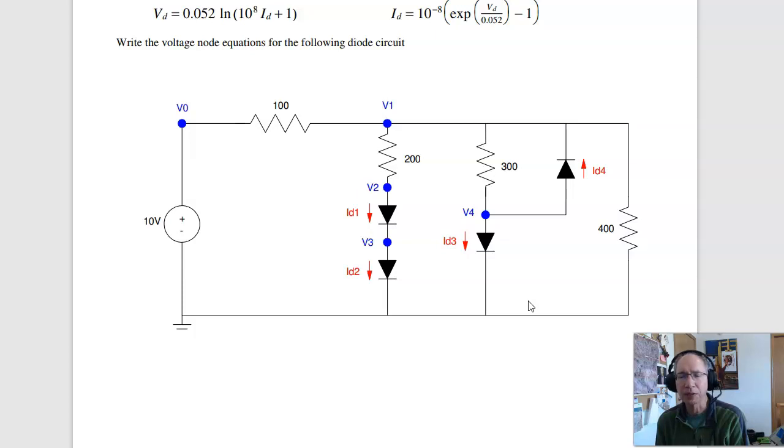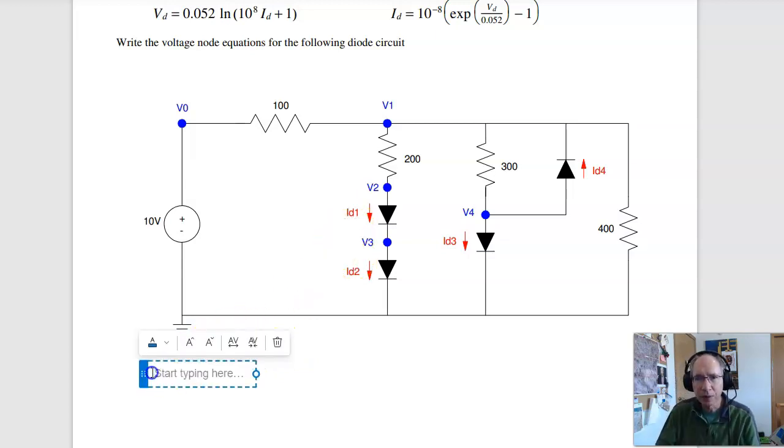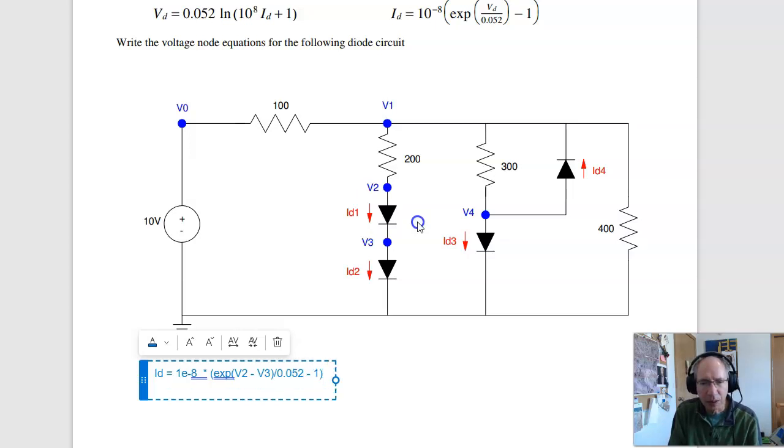Now let's start with the diodes. Give me the 4 diode equations. Starting out with the diodes, I know that for the first diode, using this equation right there, ID1 is 1e minus 8 times exp of the voltage drop across diode 1, which is V2 minus V3, anode to cathode, V2 minus V3 over 0.052, minus 1.